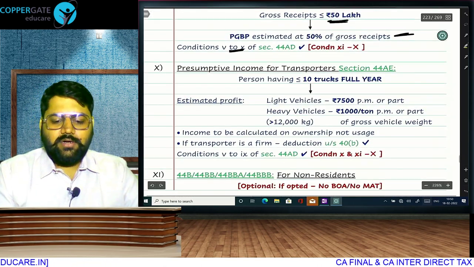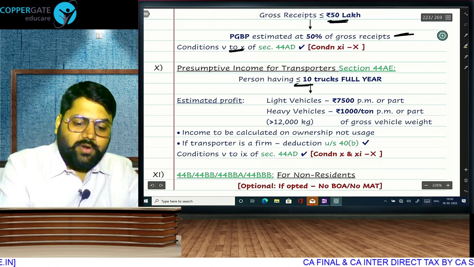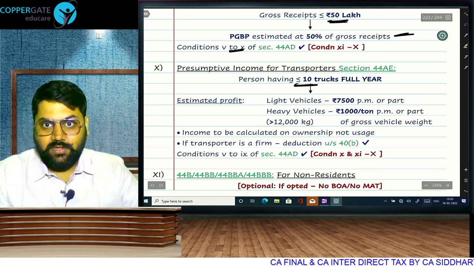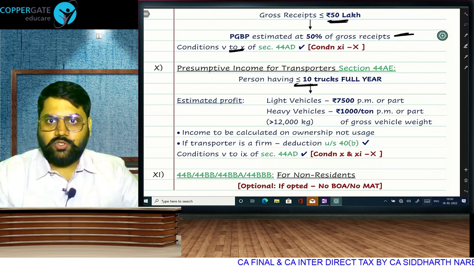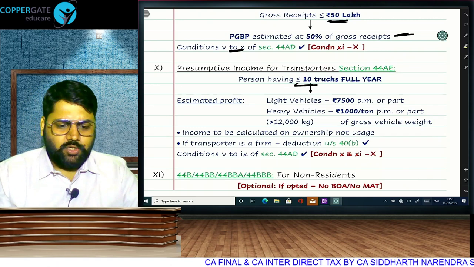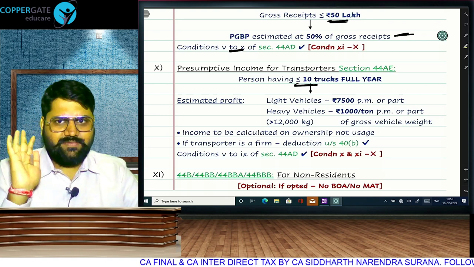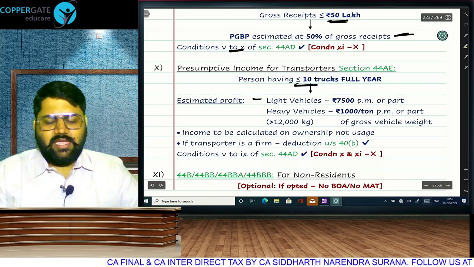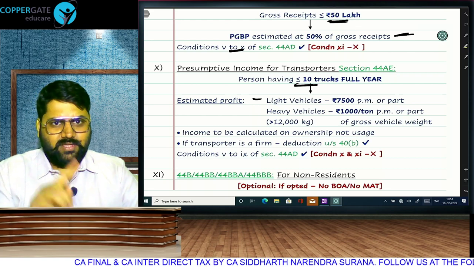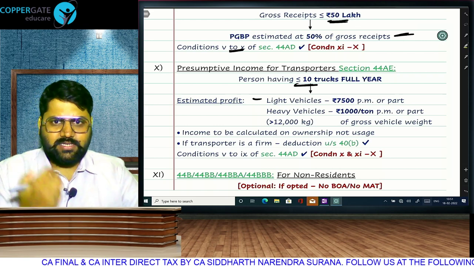And we talk about transporters. 44AE, only if you have up to 10 trucks throughout the year. So, if you have 11 trucks at any point of time, you will be disqualified. What will be your income? And here, they have not mentioned any other criteria, only one criteria. For light vehicles, 7,500 per month or part. So, 1 month and 1 day, you count for 2 months. 2 months and 3 days, 3 months.